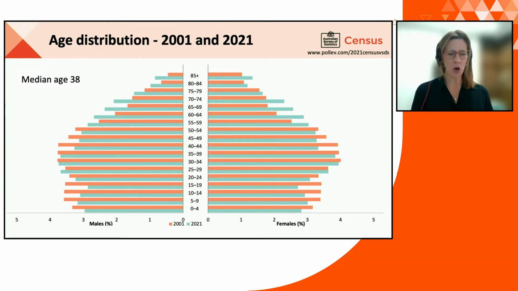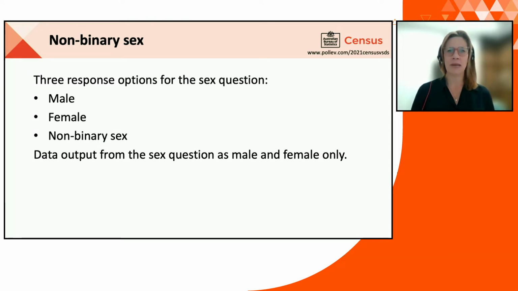Everyone is getting older. Now, you might have noticed that I've only been talking about male and female. And if you recall, when you filled in your own census form, there are actually 3 response categories for the sex question in the 2021 census. There was male, female, and non-binary sex. What we are talking about in most of our census data releases are male and female data only. We're going to release an analytical piece later this year that will drill down into some of the responses we received for that non-binary sex category.